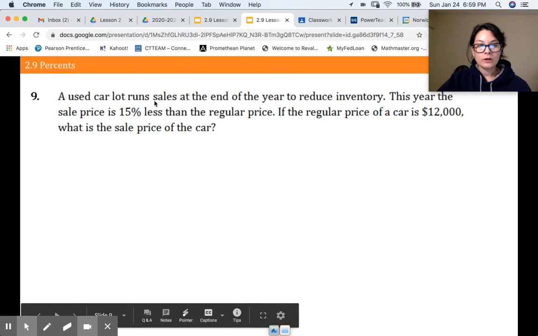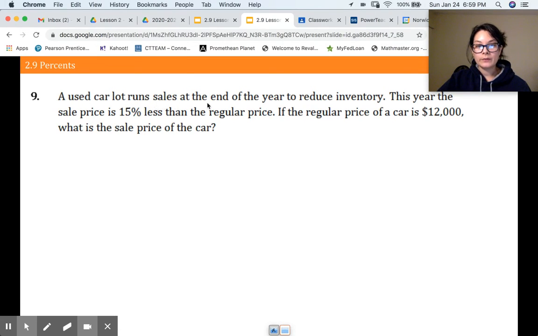So we have a used car lot. A used car lot runs sales at the end of the year to reduce inventory. This year, the sale price is 15% less than the regular price. If the regular price of a car is $12,000, what's the sale price of the car?